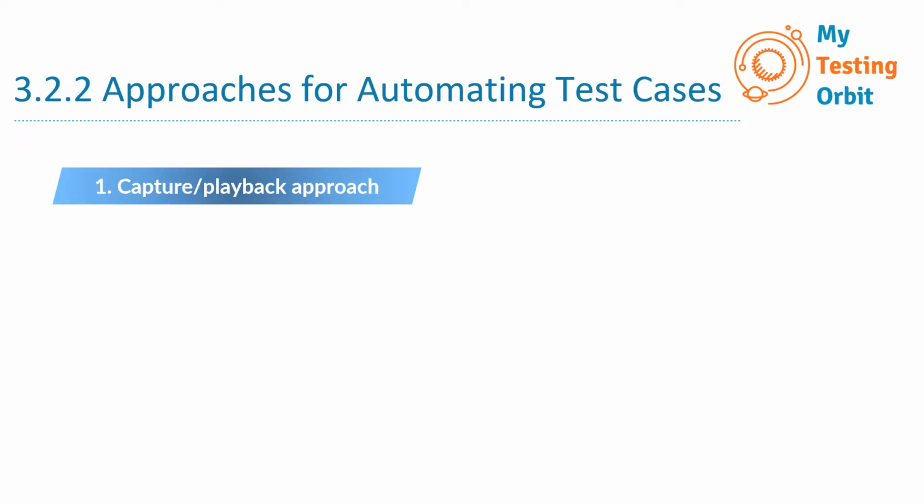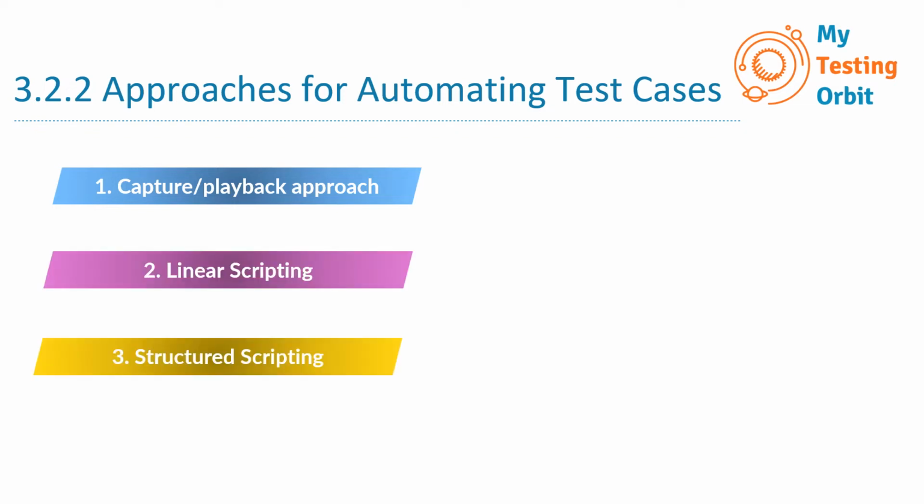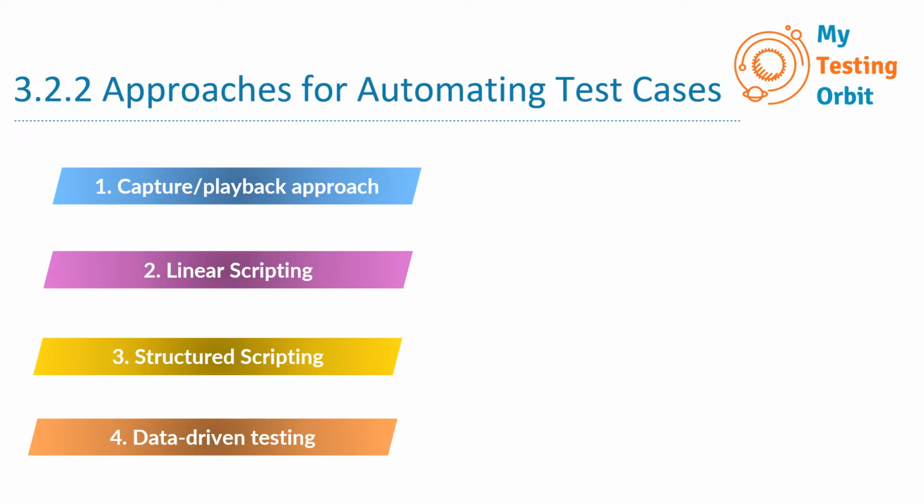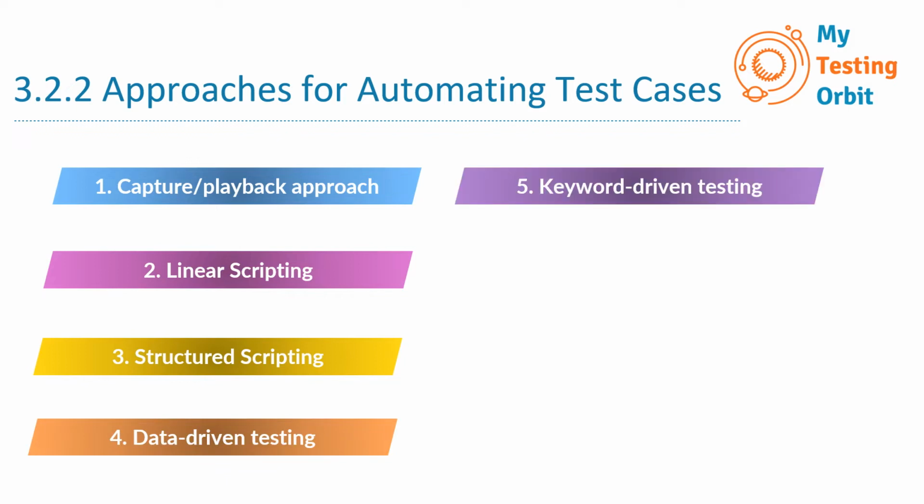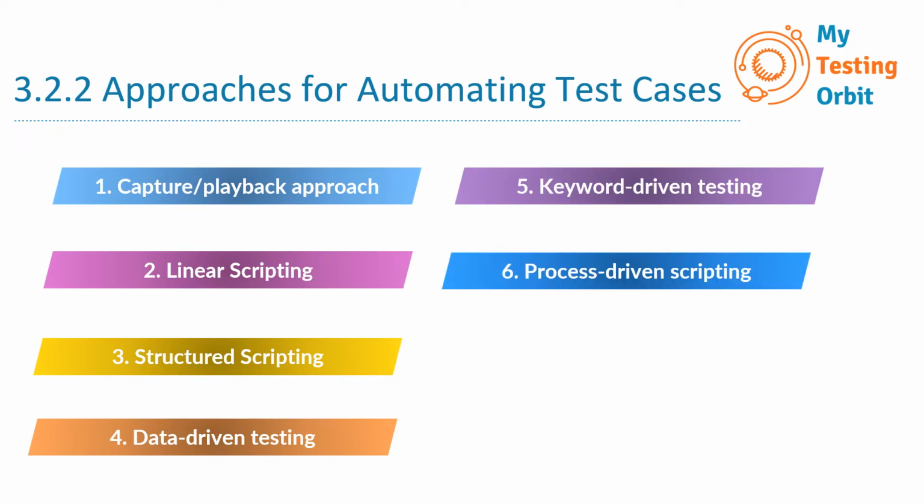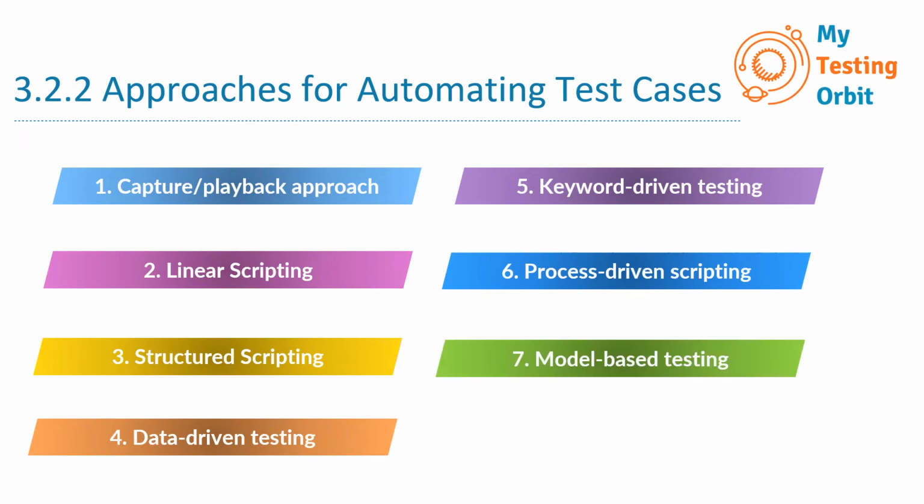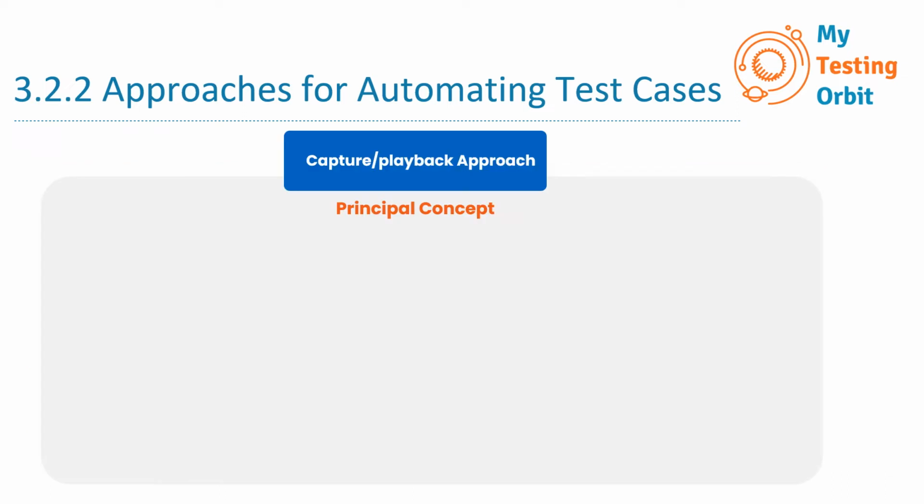Okay, so now let's go through how many approaches are mentioned here. So we have 7 approaches mentioned in the syllabus: capture playback approach, linear scripting, structured scripting, data-driven testing, keyword-driven testing, process-driven scripting, and model-based testing. And today we will cover the first two, capture playback approach and linear scripting.